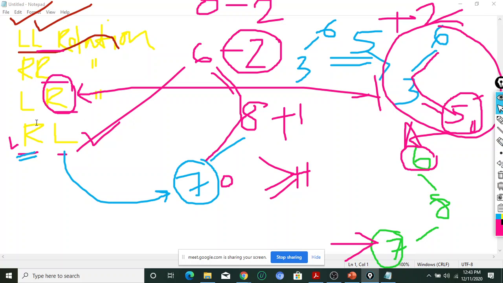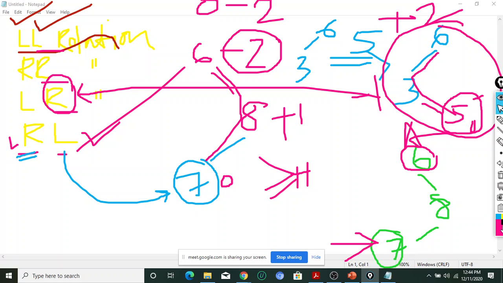Up to this point is clear to everyone. I am just asking, then I will discuss how to perform the rotation actually. Okay, some basic things we have discussed. Then next day onwards we will discuss the rotation one by one.